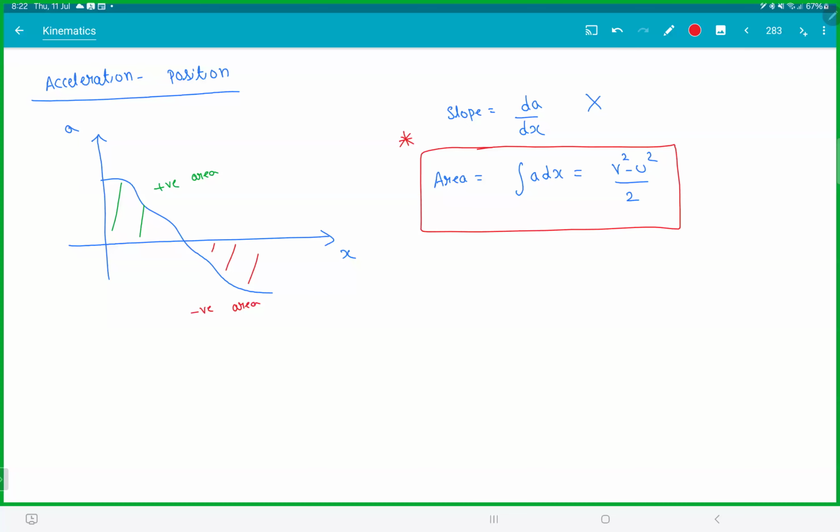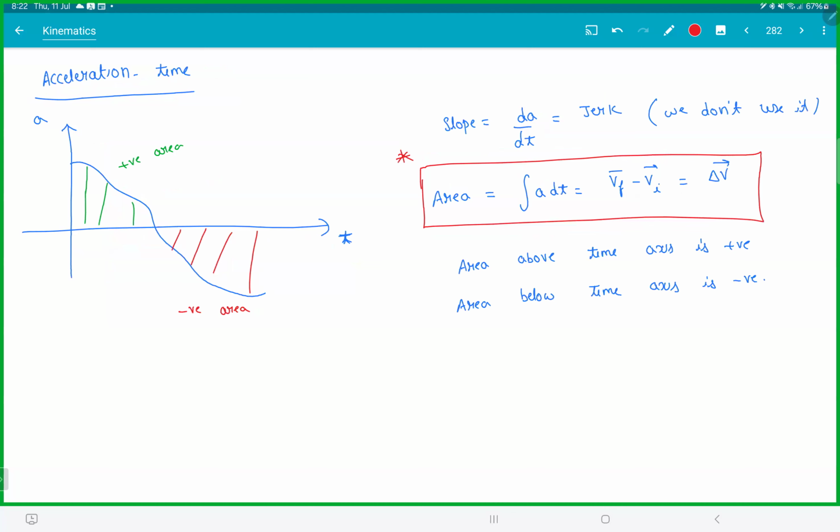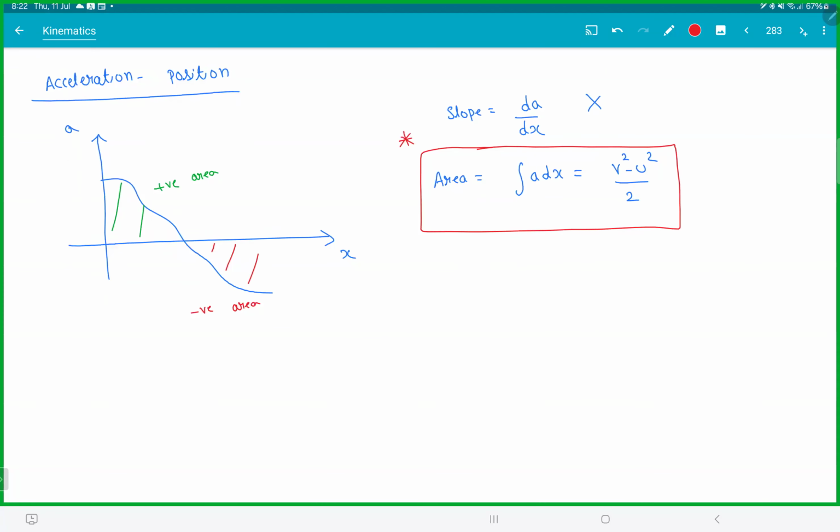Have a look at this. So this thing has a meaning. So an AT graph gives you V minus U. An AX graph gives you V square minus U square by 2. Both are completely two different things. Clear? Let's see a question on these two.